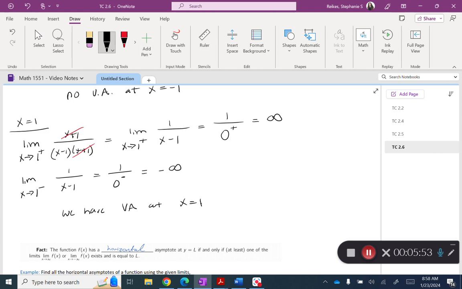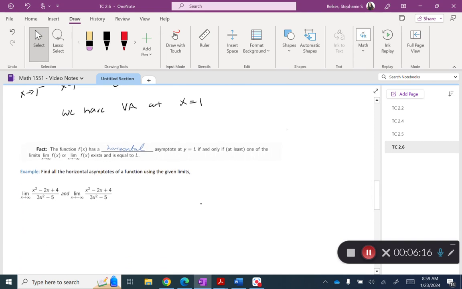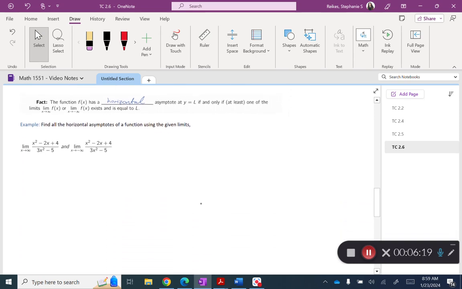All right, so let's shift gears for just a second. I think we've looked at an example showing that we can get infinity and found our vertical asymptotes. All right, but how do we handle things like the limit as our function x is approaching infinity? And that brings us next to our horizontal asymptote. So we say the function f of x has a horizontal asymptote at y equals L if and only if one of the limit as x approaches infinity or negative infinity of f of x exists and is equal to L.